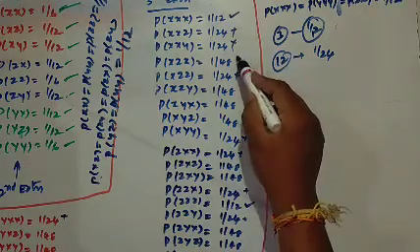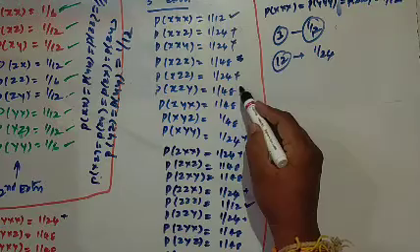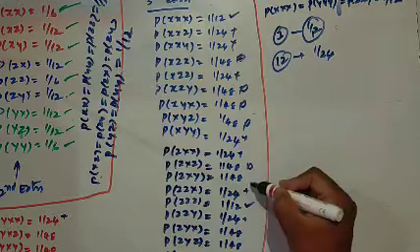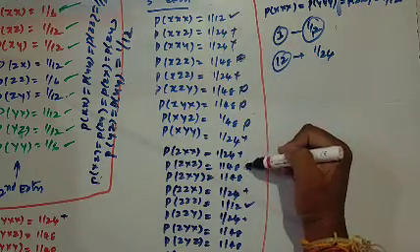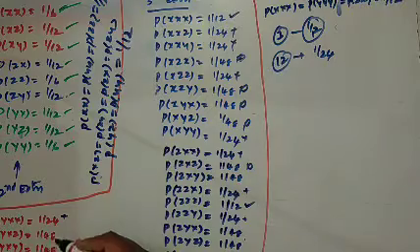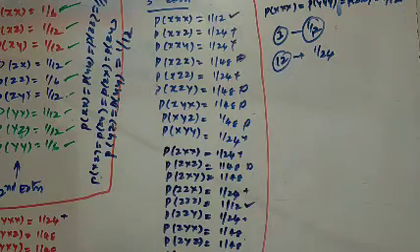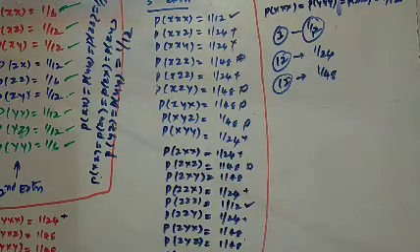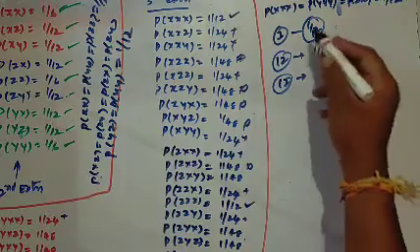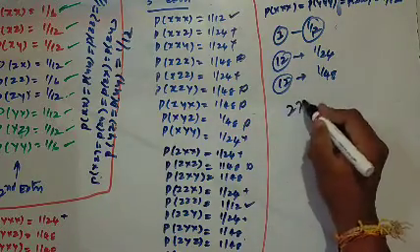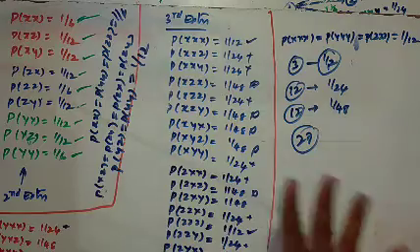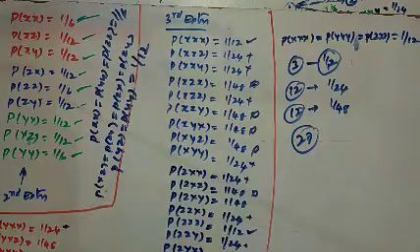Similarly 1/48, 1, 2, 3, 4, 5, 6, 7, 8, 9, 10, 11, 12. 12 terms I got 1/48. Totally 12 of 1/24, 12 of 1/48, 3 of 1/12. Totally we got 27 symbols. This is how we represent the symbols of third extension, symbols of second extension, and so on.